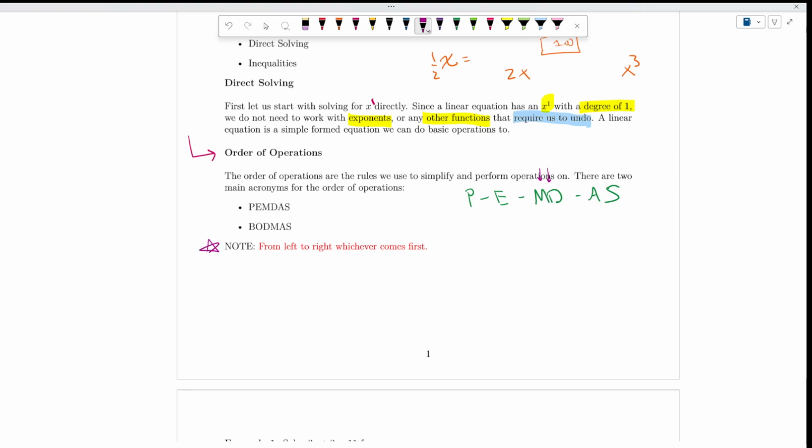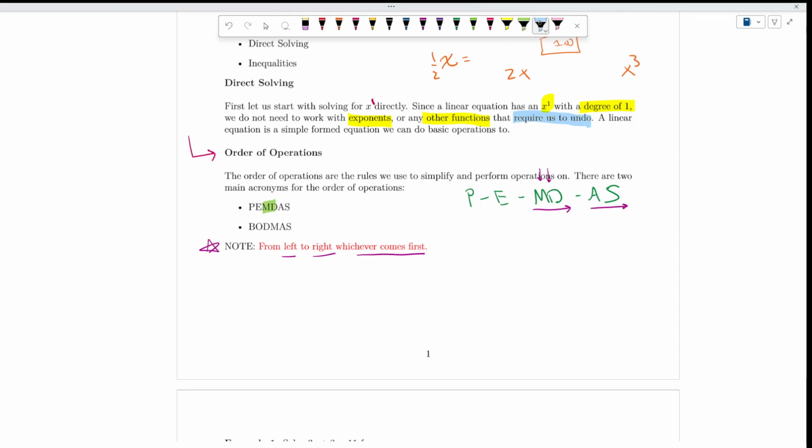I put in a note here. We want to work with our operations from left to right, whichever comes first, and that is very true. So from left to right, whichever comes first. My meaning for this is that multiplication and division, and addition and subtraction, are the same exact rank, but from left to right.